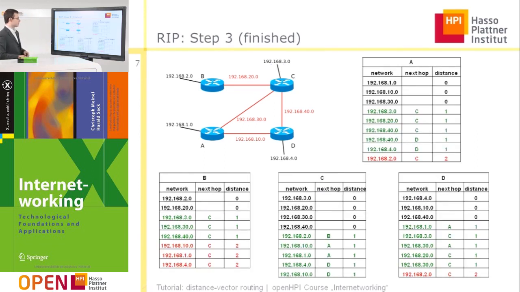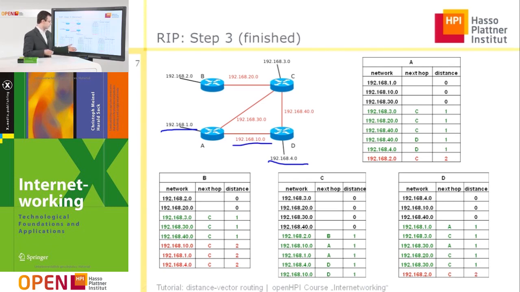So after the next iteration, the routing table will look like this for the 4 routers. Router B will finally receive information about the networks that are located 2 hops away, about this network, about the network 192.168.1.0, and also this network.